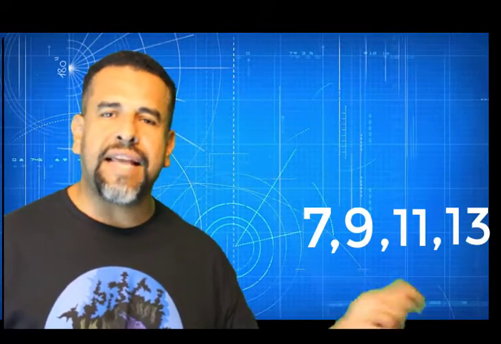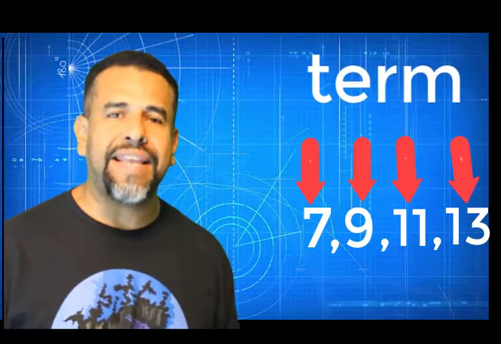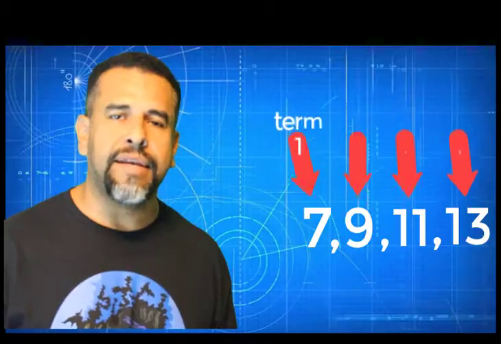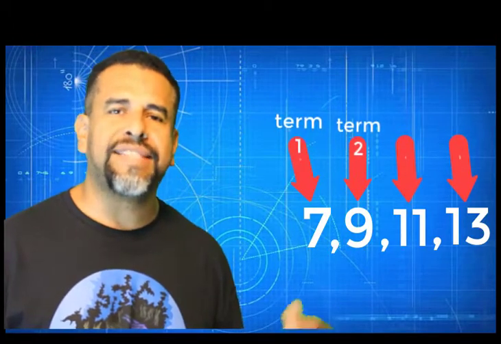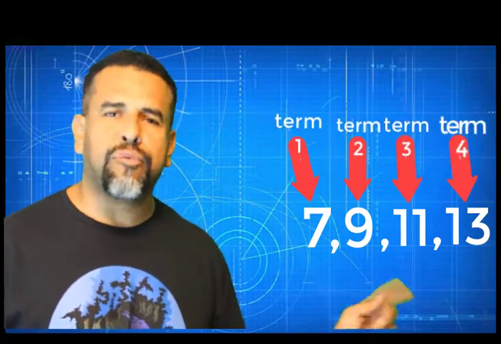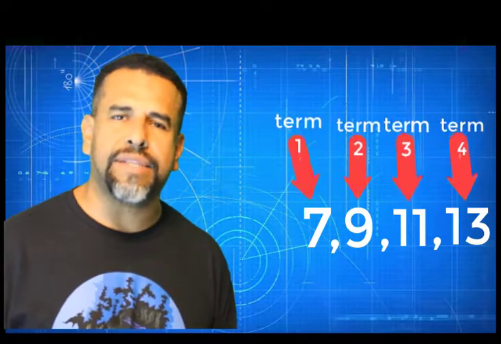Let's take a look at this. 7, 9, 11, and 13. That's my sequence there. Each one of those numbers in the sequence is called a term. So my first term in the sequence is the 7. The second term is the 9. The third term is the 11, and so forth. So right now I have 4 numbers in my sequence.